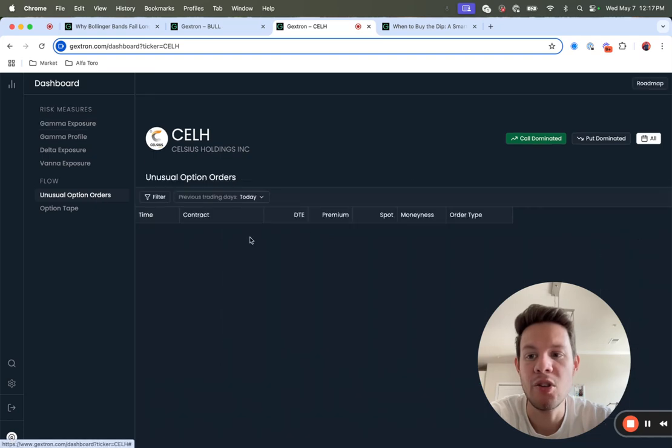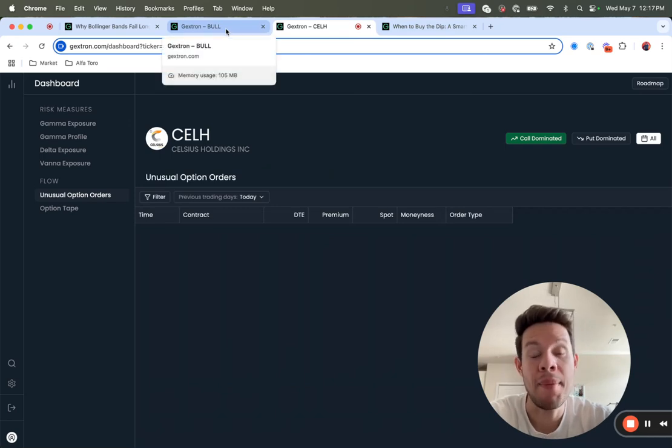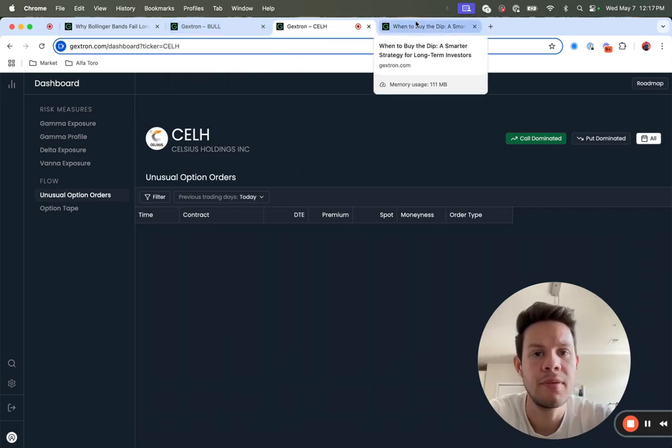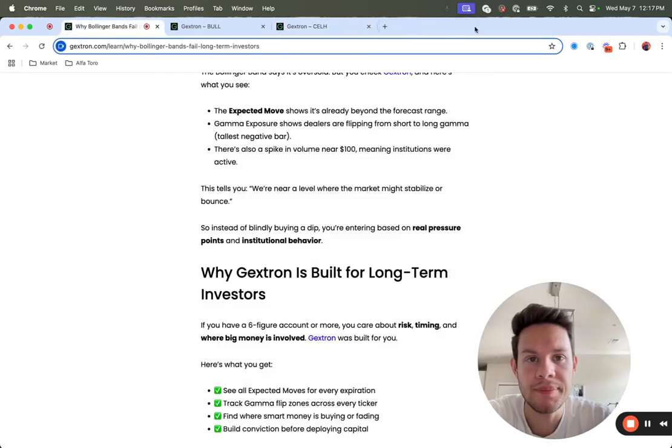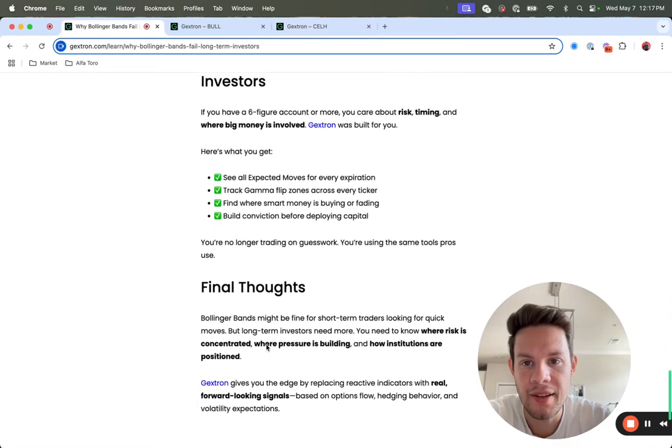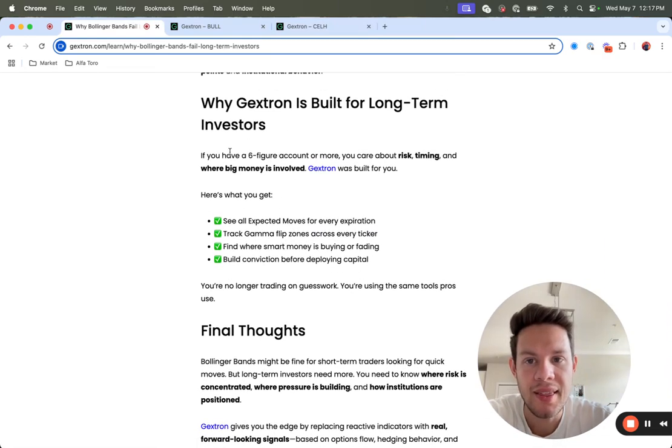And you can use the unusual option order screener to see, okay, a lot of orders are coming in for the downside here. I might want to wait and buy around this zone. Okay. Let's go back here and exit this. All right. So that's it, right? It just talks about Gextron and stuff like that.